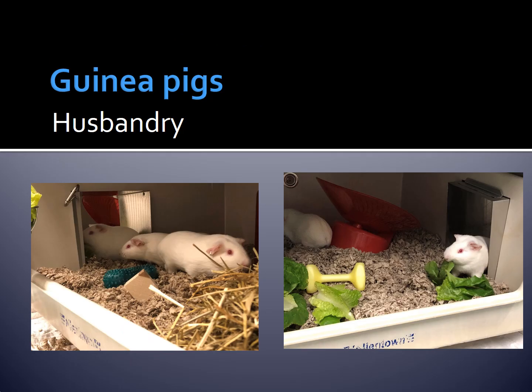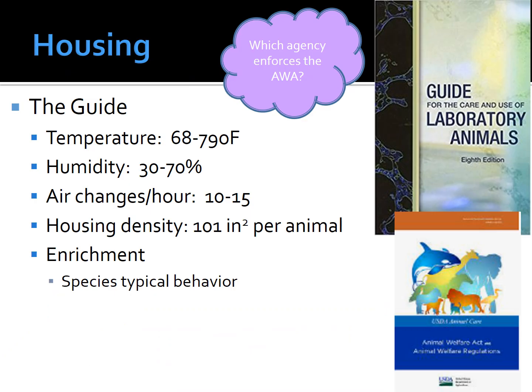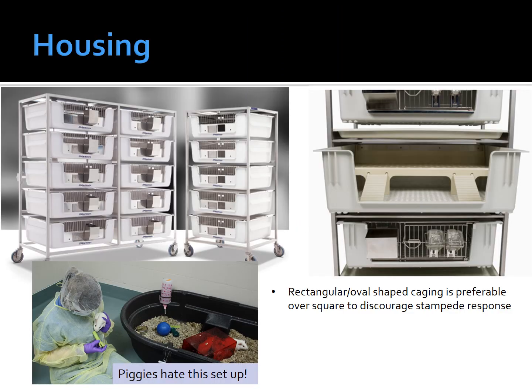Okay, husbandry. Husbandry can be really interesting with these little guys. They are USDA regulated animals, so they are being held to the Animal Welfare Act standards. We also use the guide. They are going to be housed at the same temperature as your rats and mice, that's 68 to 79 degrees. Humidity is the same as the rats and mice. Air exchanges are the same. They do need a bit more space than rats and mice do. And of course, we're going to be providing them enrichment because that is required.